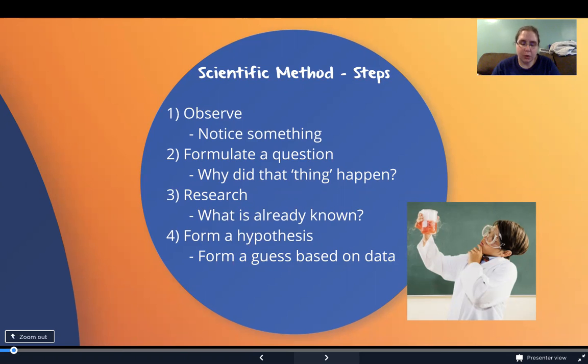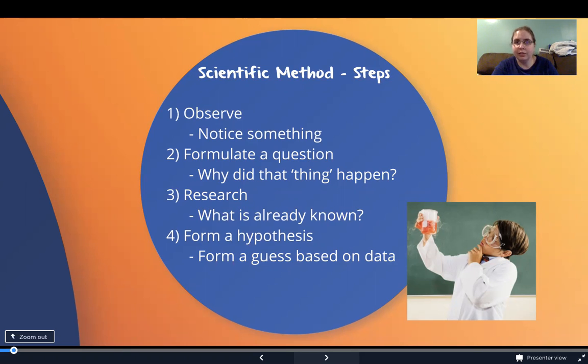So now that you have your questions, you're going to do a little bit of research. What we're trying to do is figure out what is already known. I can look through this. It gives me background knowledge. It helps me to build a foundation of knowledge for step 4, which is to form your hypotheses.